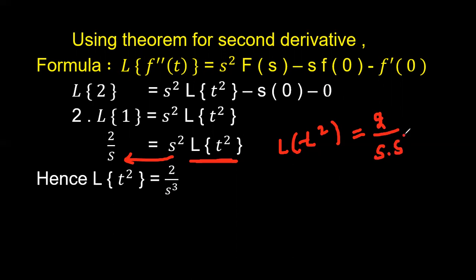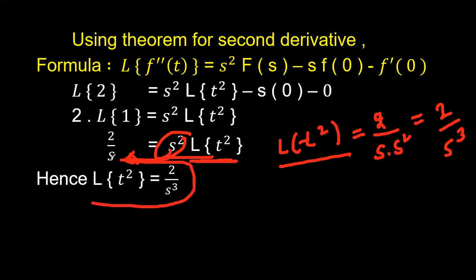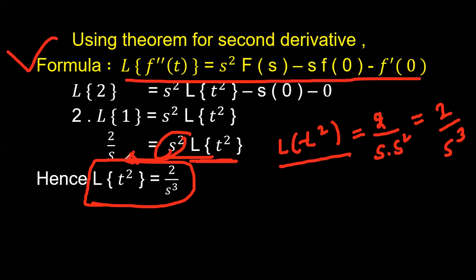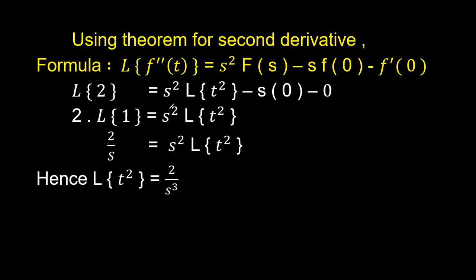Why? Because at the RHS side it is in multiplication. When you take this term to the LHS side, it will be shifted into the denominator. So 2 by s cube. Okay, 2 by s cube. So this is the way you have to find out the Laplace transform of any function, using the derivatives. By using the derivative formula, you are going to find out the Laplace transform of any function. Here we are not using any formulas.